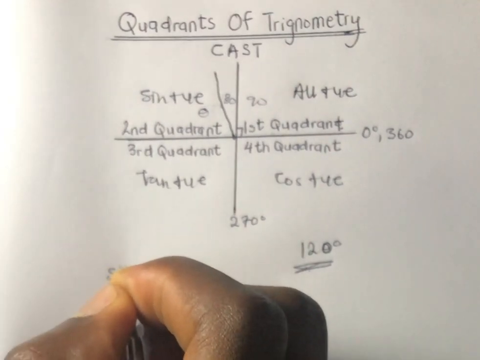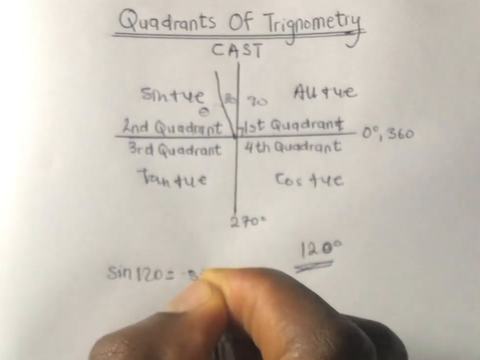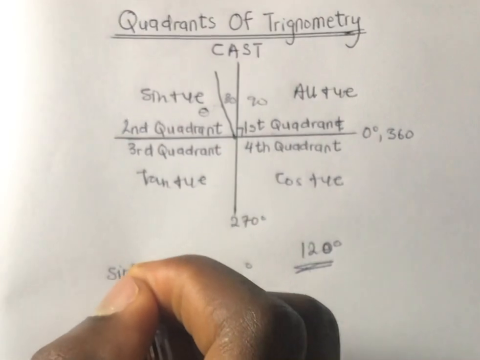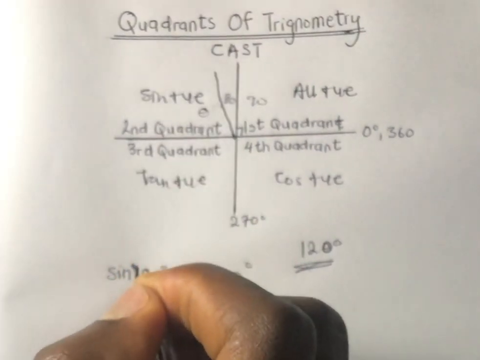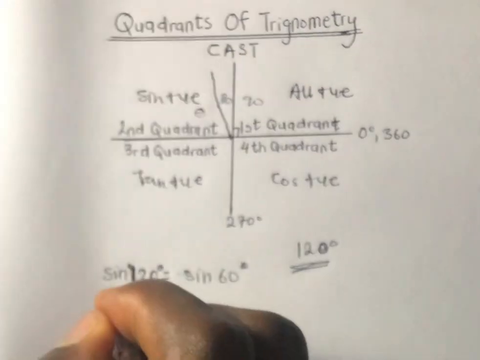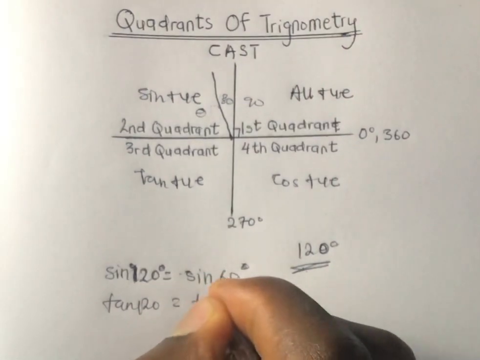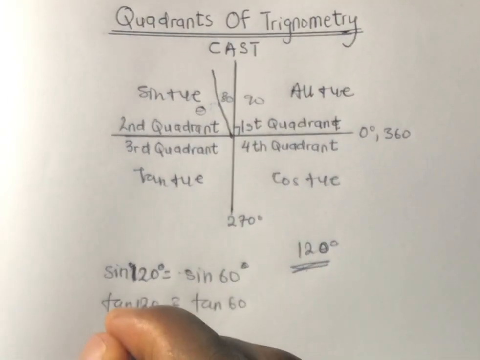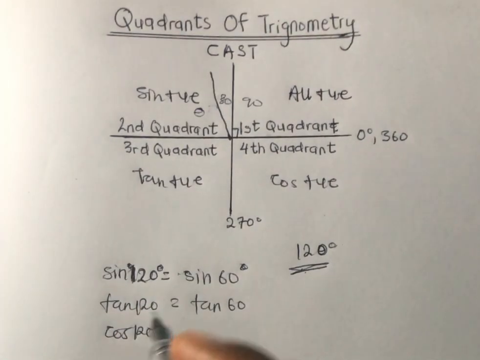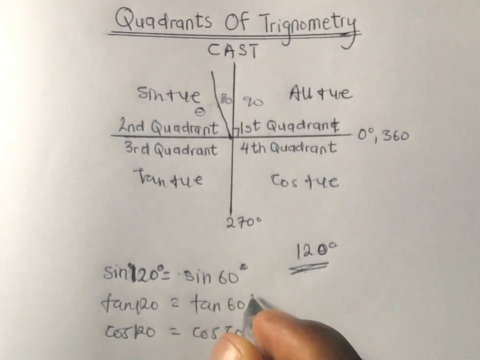So sine 120 is also equal to sine 60 degrees. And this actually works for all the various angles. So this means that tan 120 is also equal to tan 60 degrees, and cos 120 is also equal to cos 60 degrees.